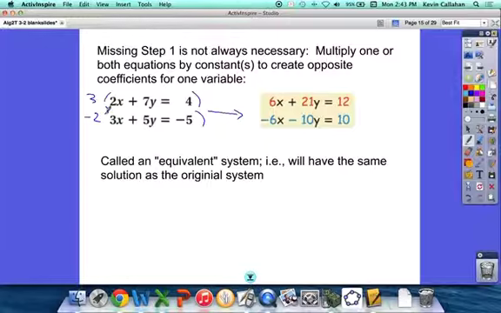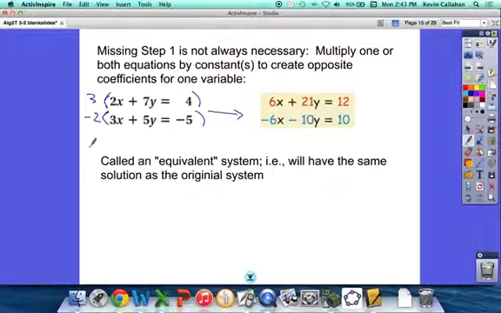3 and -2. Okay, when you do that, this system of equations is called an equivalent system. I mean, it'll cross at the same point as this one will. So we can solve this one and get the answer that we're looking for. Those are called equivalent systems.